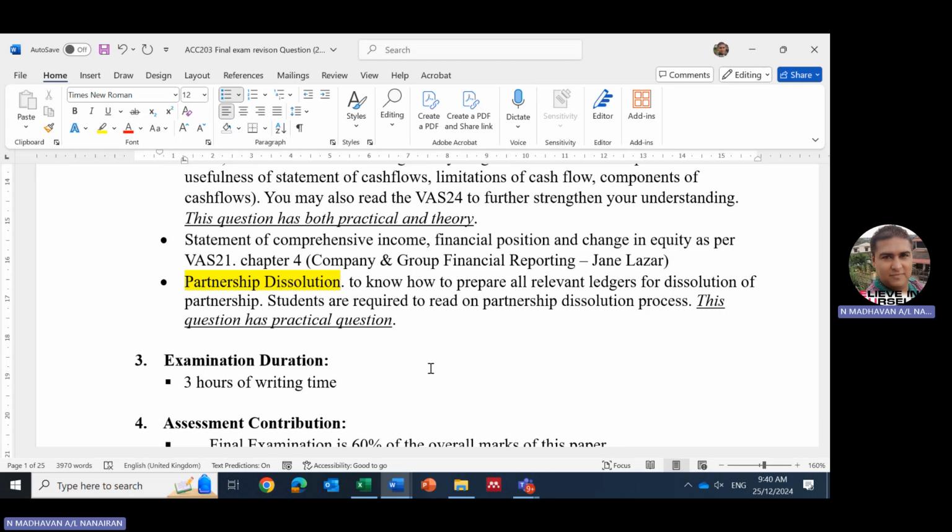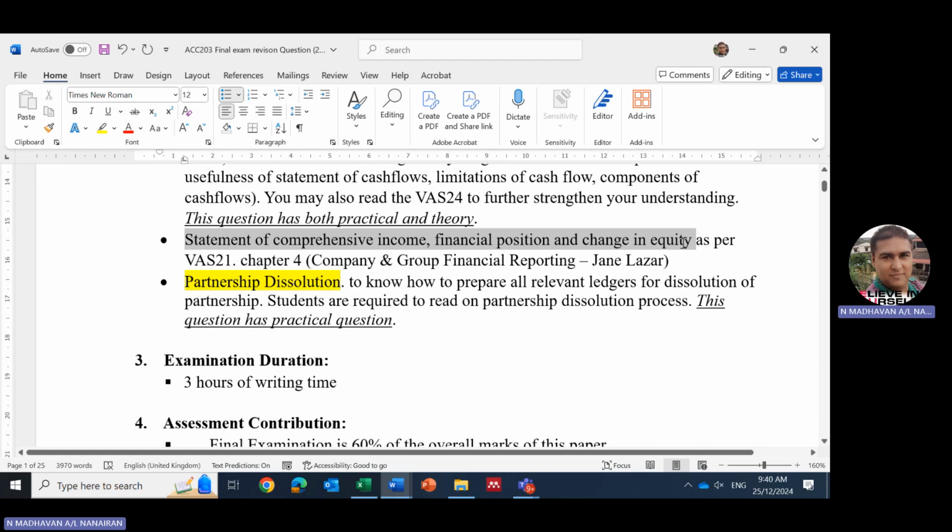Next, you have a question on preparing the statement of comprehensive income, statement of financial position, and statement of changes in equity. This question is quite lengthy, but easy to earn marks. When I do this in Malaysia, they're like, so long. Yes, it is long. But I see in the exam, most of them will answer this question because it is easy to earn marks. I'm just giving you tips, based on experience.